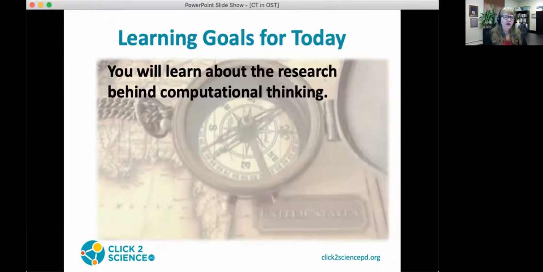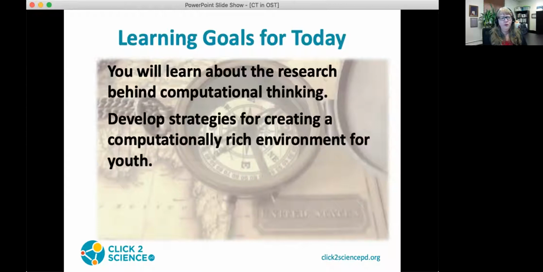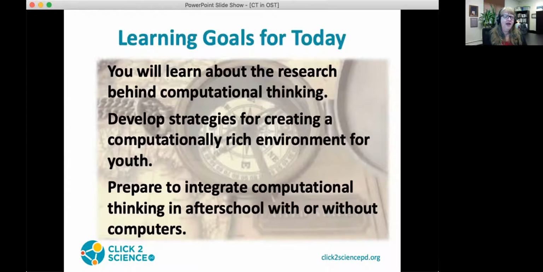I'll share some critical ideas with you, and then afterwards we'll post those research articles so you can find them if you want to learn more. We also want to develop some concrete strategies that we can use to create a computationally rich environment in after-school programs, and then prepare to integrate computational thinking into an after-school program with or without computers.